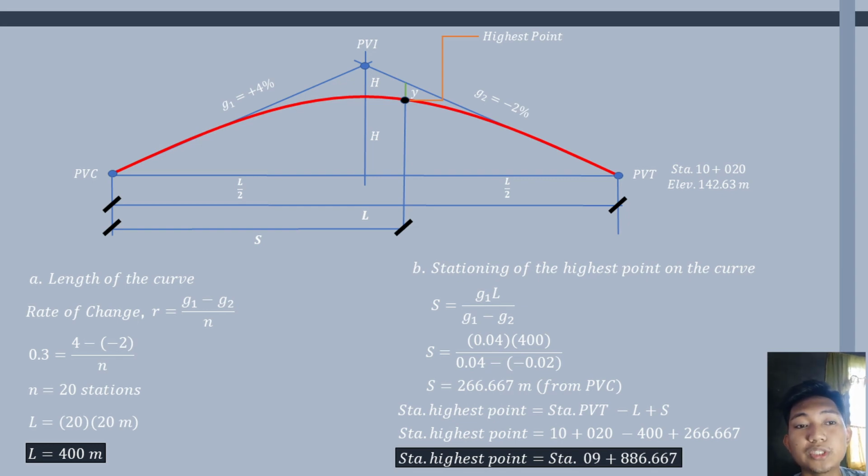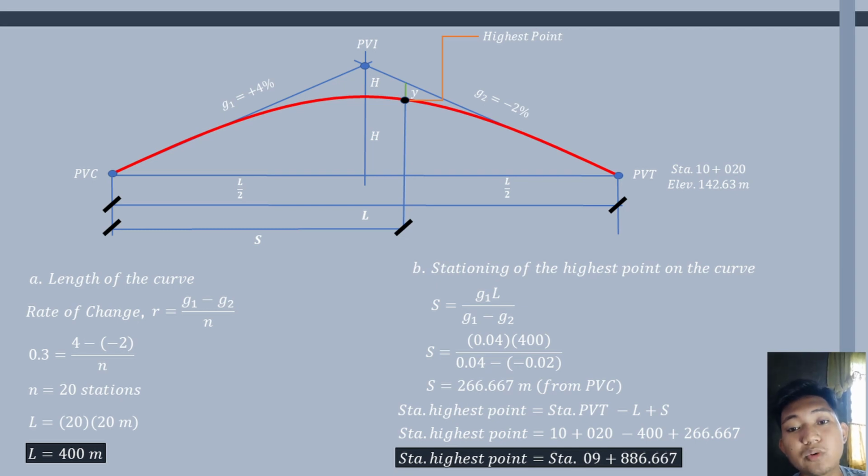So we are using the rate of change or R, which is equal to G sub 1 minus G sub 2 all over N. So ang missing lang diri is ang station which is ang N. So naa tay R, G1 o G2, so makuha din nato si N. So ang R is equal to 0.3, G sub 1 is 4%, then G2 is negative 2 all over N. So by calculating, N is equal to 20 stations. So makuha na tong L.